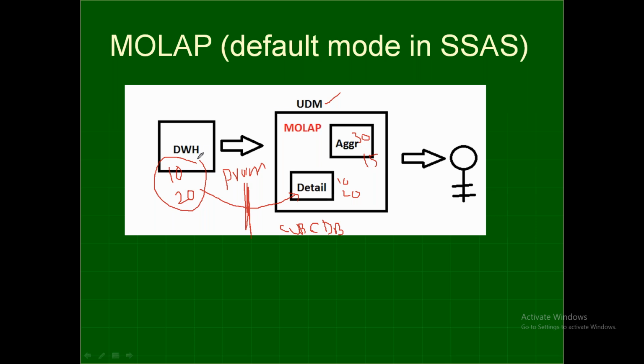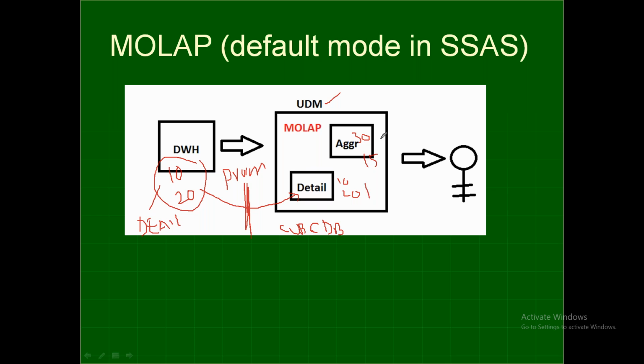Clear? So all the detailed data available, daily, monthly, yearly, we are loading into the data warehouse. When you process, it creates blank tables in your cube database, and this approach is called UDM, unified dimensional modeling. What does the cube do? It gets all the data from the data warehouse and stores it in the cube database.